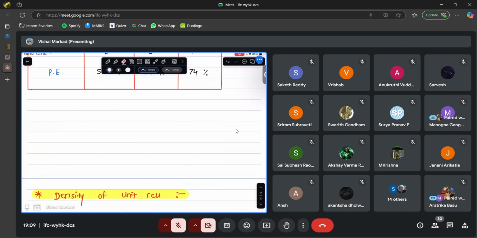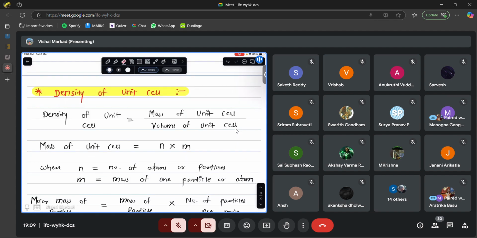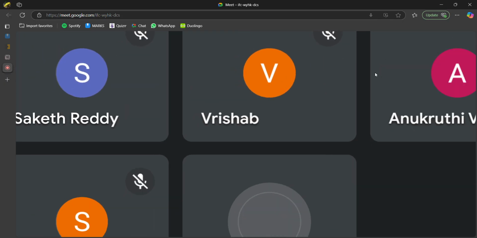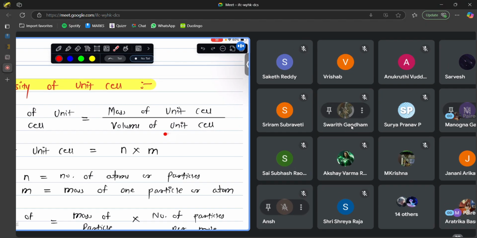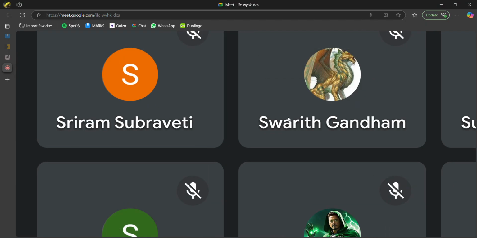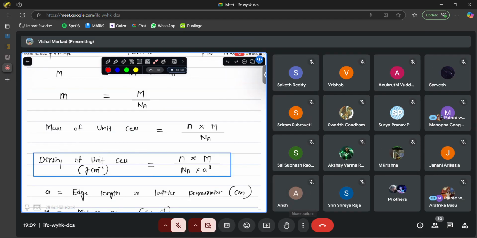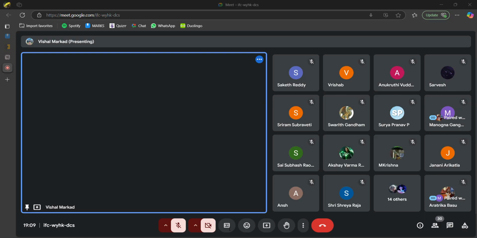Okay. Now there is one question here about density. Do you know the formula of density? Simple: mass by volume. Mass of unit cell divided by volume of unit cell. No need for the proof of how we got this last formula. At this moment, you just have to remember this last formula. What is the formula? NM by Na cube. What does this N stand for? It stands for the number of atoms or pairs. How many are in SCC?